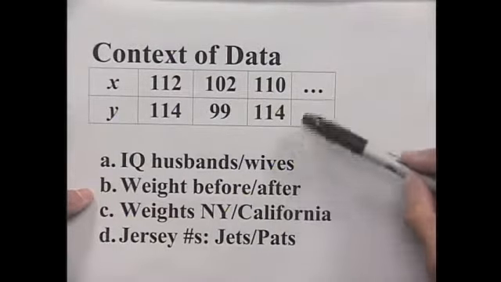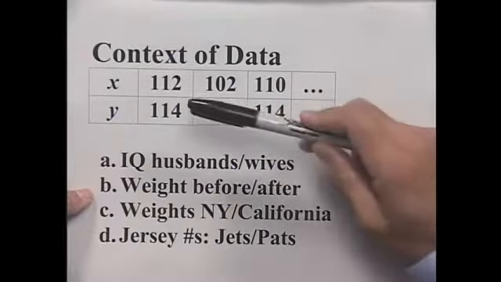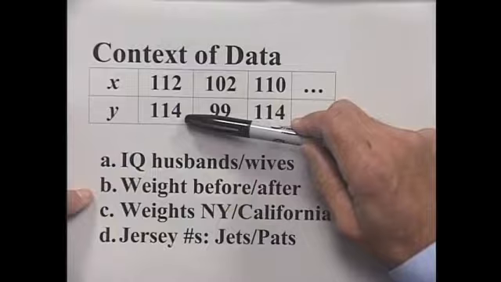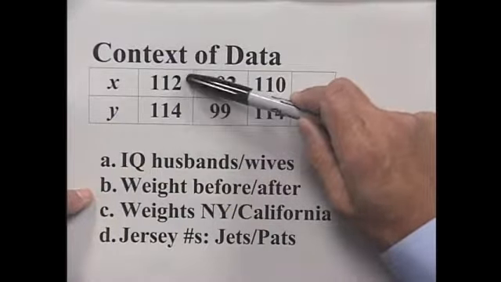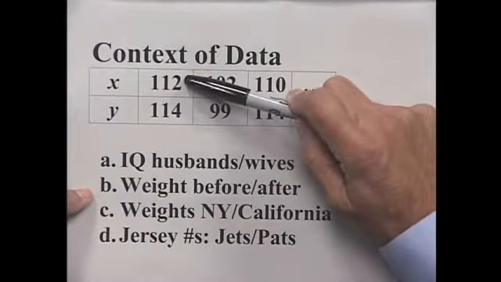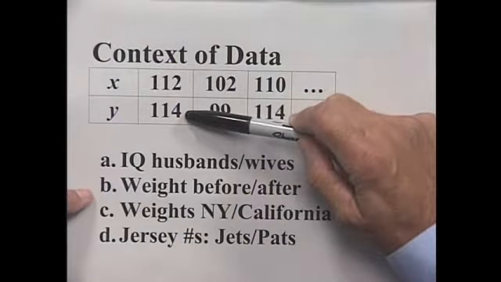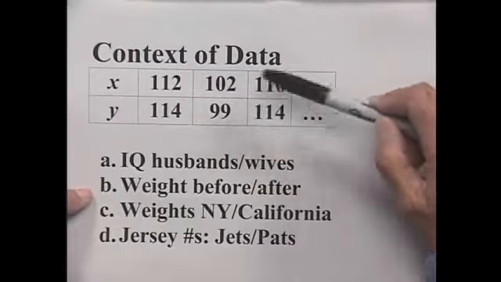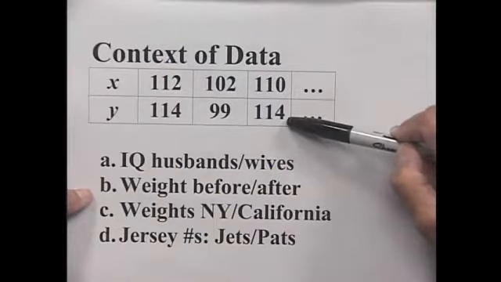But let's suppose that they're not IQs. Let's suppose that these are weights before and after some type of weight loss program. So before the weight loss program, this person weighed 112 pounds, after 114. So they actually gained 2 pounds.